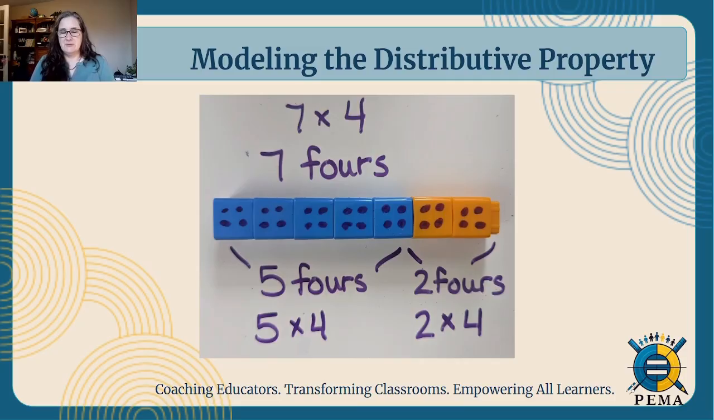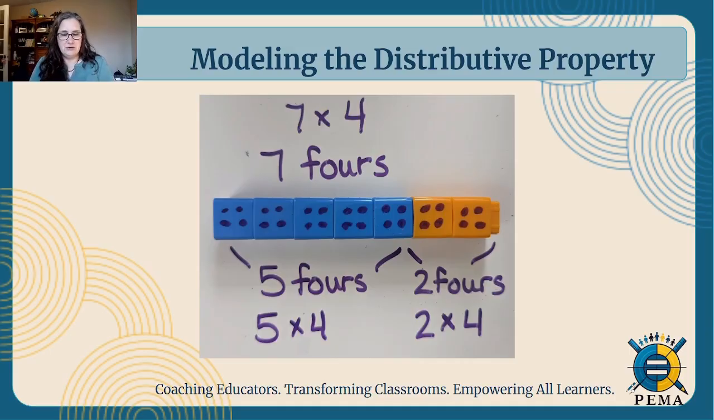When we think about some of the larger factors, when we move on to factors 6 through 9, it also means that we might use the parts of our 7 4s to help us find the total for 7 4s. In this image, you see 7 4s is broken up into 5 4s and 2 4s.